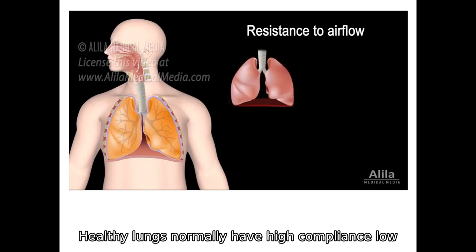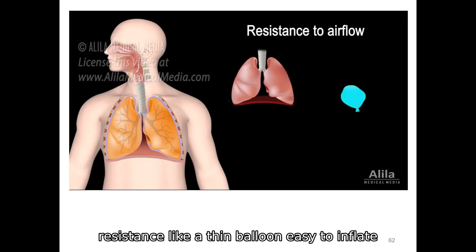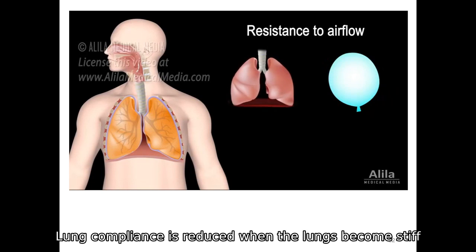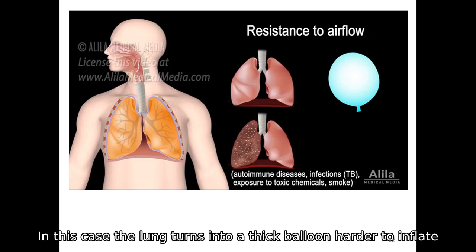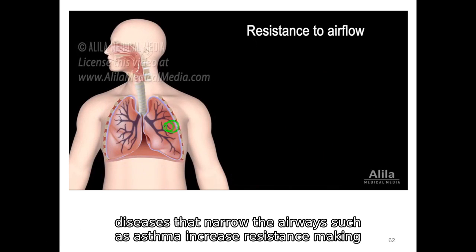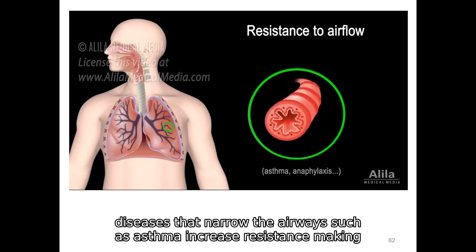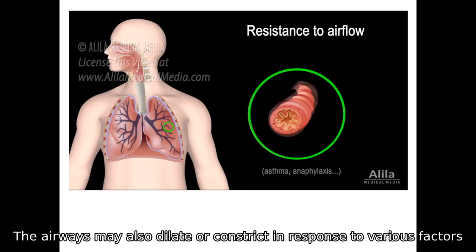Healthy lungs normally have high compliance, low resistance, like a thin balloon, easy to inflate. Lung compliance is reduced when the lungs become stiff, in conditions that cause scarring of tissues or fibrosis. In this case, the lung turns into a thick balloon, harder to inflate. Diseases that narrow the airways, such as asthma, increase resistance, making it harder to breathe.